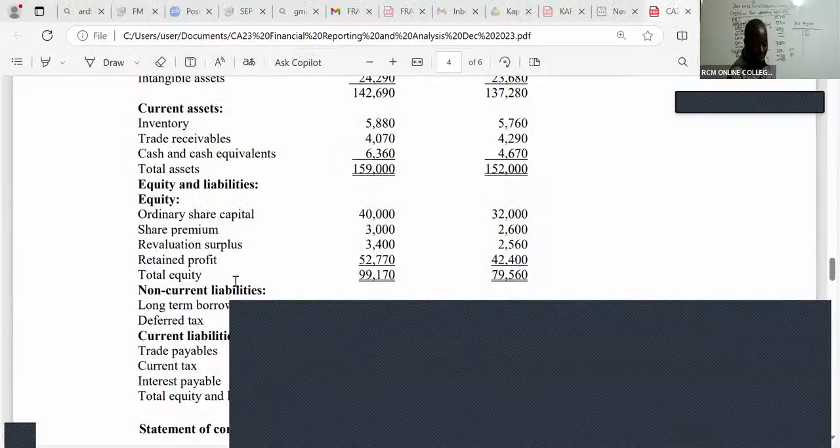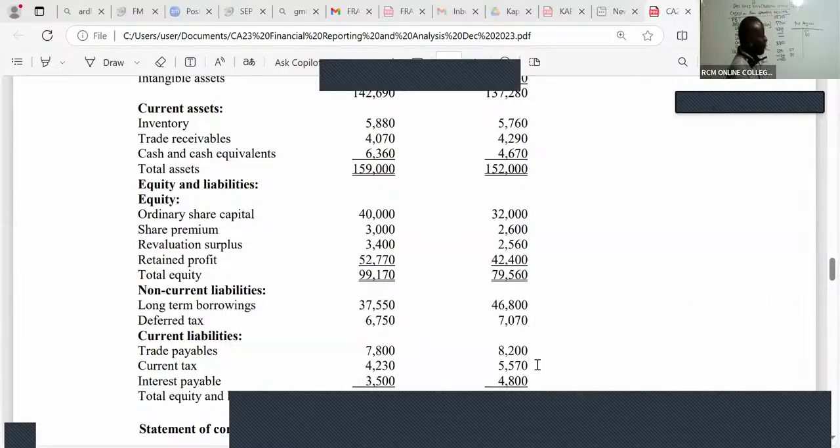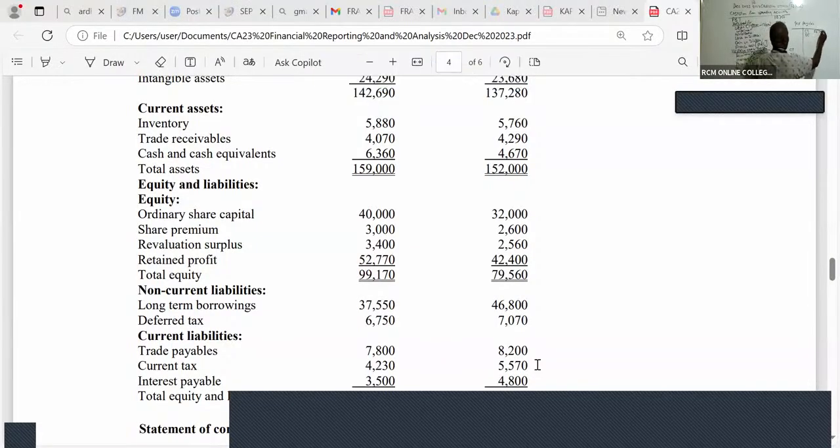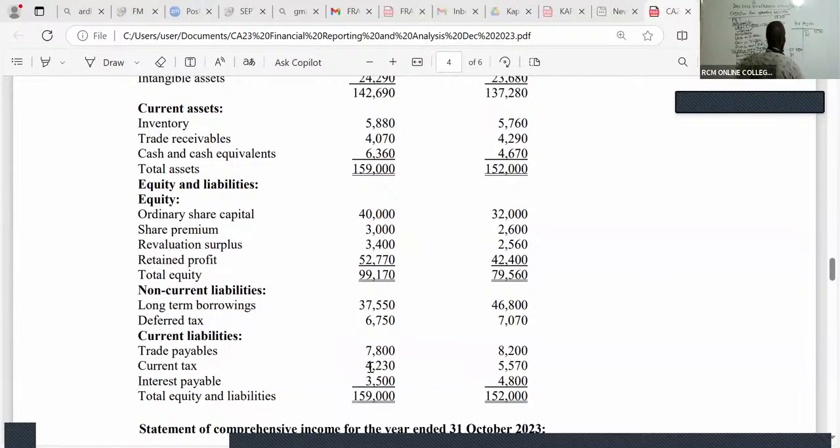So what do I have here? I can see the current tax for 2022 was 5570. Current tax carried down for the other year is 4230. Then we have deferred tax 2022, which is 7070, and deferred tax 2023, which is 6750. Like that. So once you do that, what will follow?